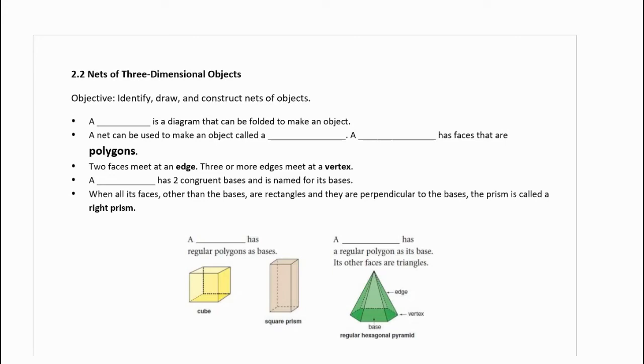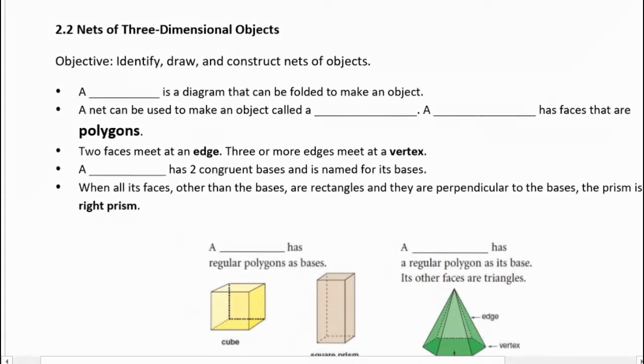Today we're going to learn about nets of 3D objects. So after this lesson, you will be able to identify, draw, and construct nets of objects. Okay, then everyone, what are nets? Nets of objects. A net is a diagram that can be folded to make an object. A net can be used to make an object called a polyhedron.